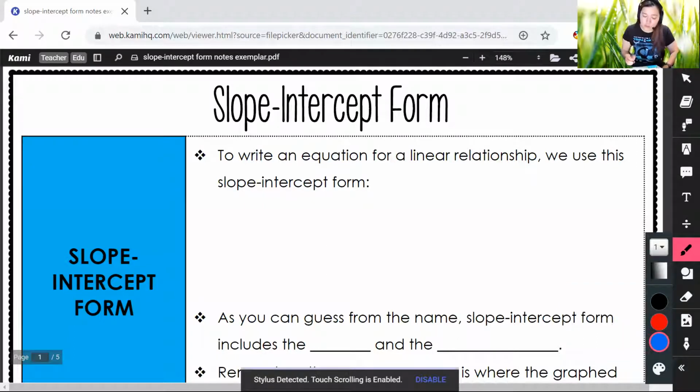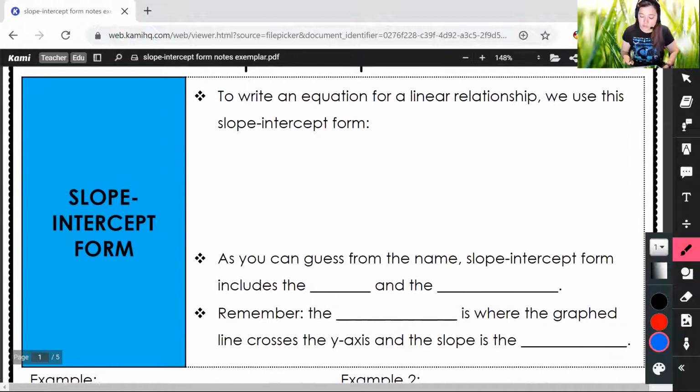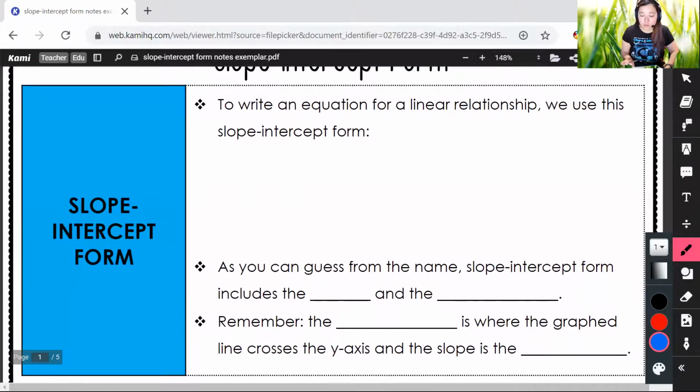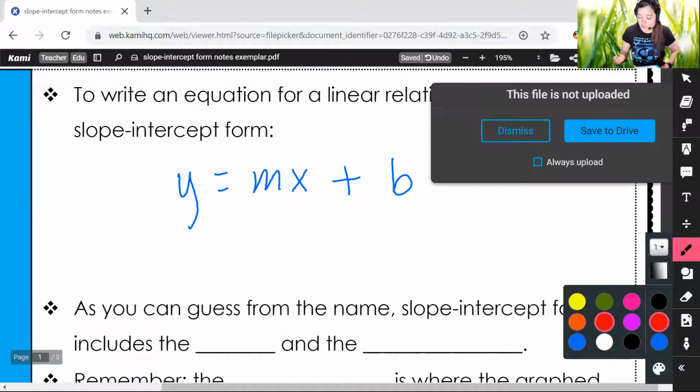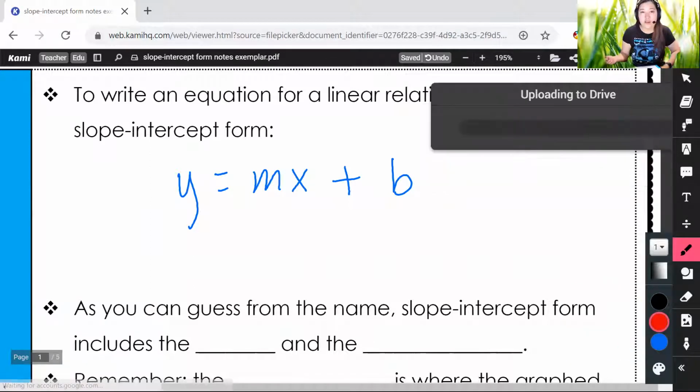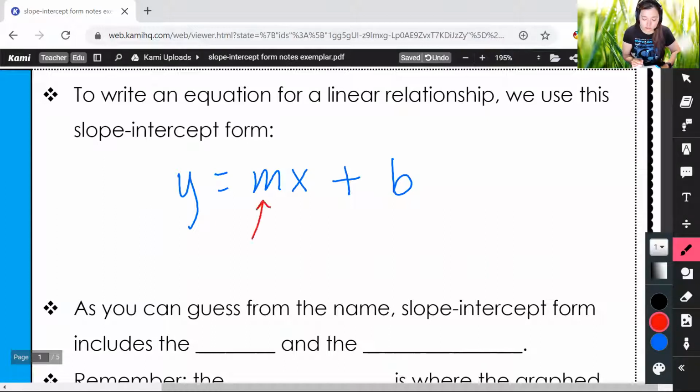To write an equation for a linear relationship, we use what we call slope-intercept form, which is kind of like the way the equation has to be written, right? So that is y equals mx plus b. Now, last week we spent a lot of time trying to find m, so hopefully you remember what that is, but that is our slope. And b is our y-intercept.